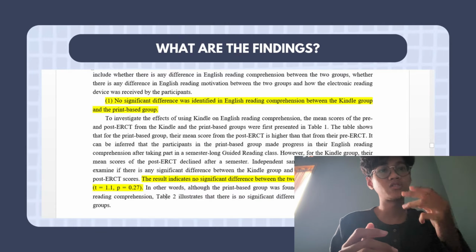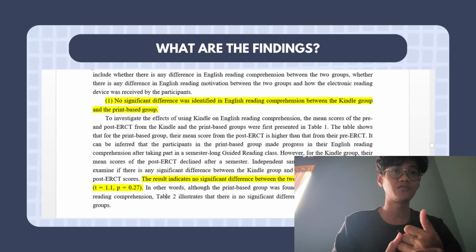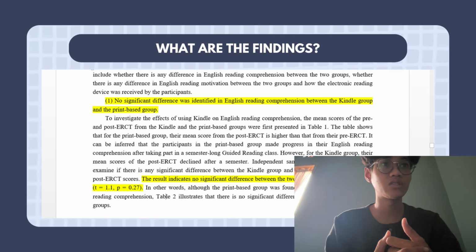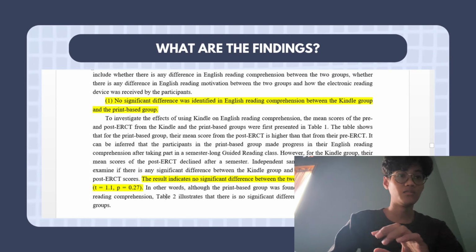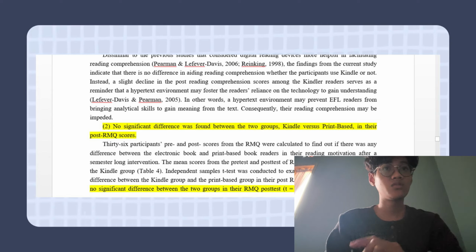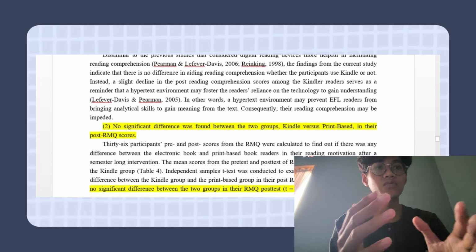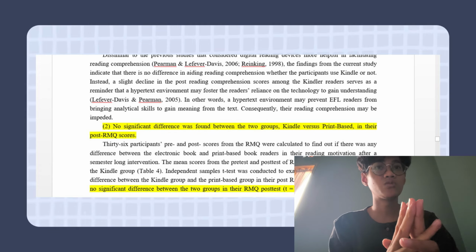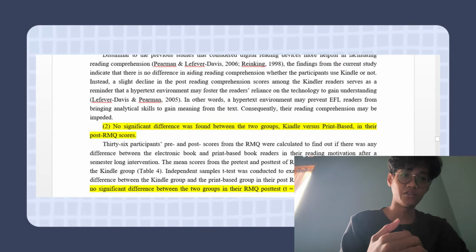The study found three major findings. The first is there was no significant difference in reading comprehension between the Kindle group and the print-based group, so almost the same. Second, there was no statistically significant difference in overall reading motivation between the two groups, although the Kindle group showed a small increase in motivation.